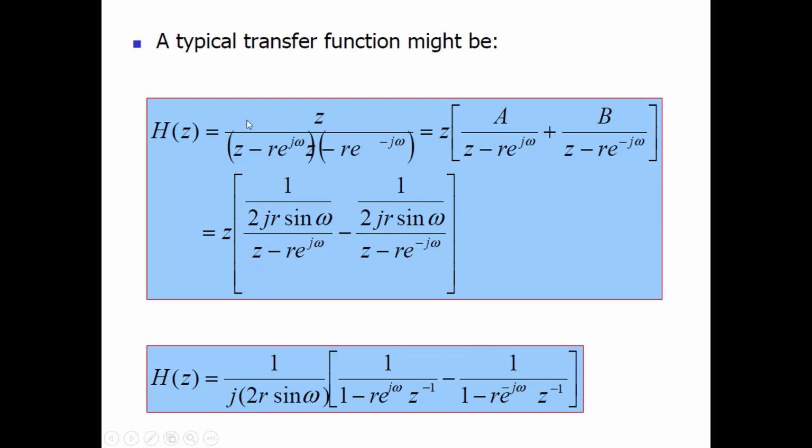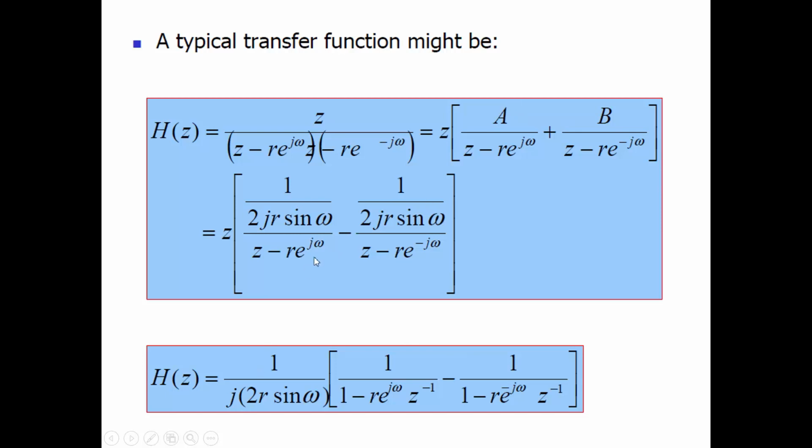So a typical transfer function will be represented by a zero on the numerator, and these two poles, z minus r e to the power j omega and z minus r e to the power minus j omega. So two poles will be represented by this. Now you perform the partial fractions. So after performing the partial fractions by taking A and B constants, you will get this expression.